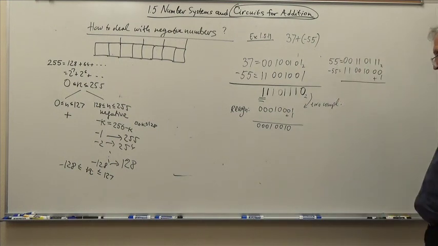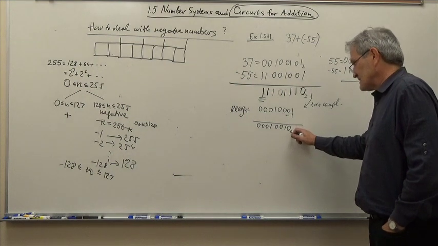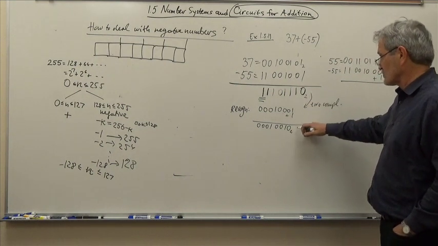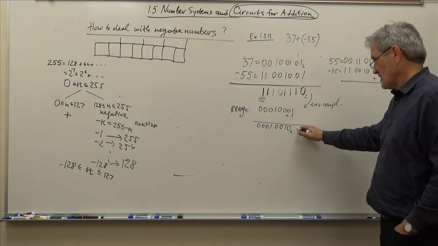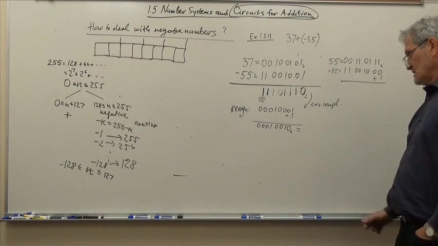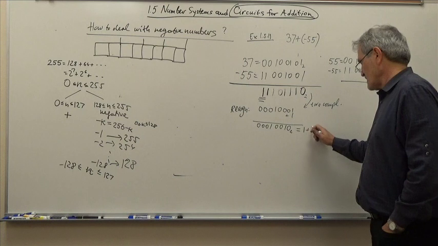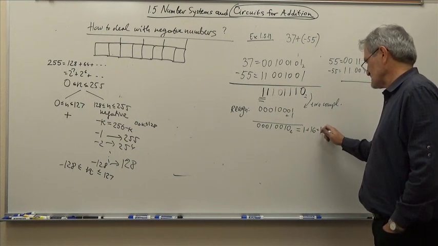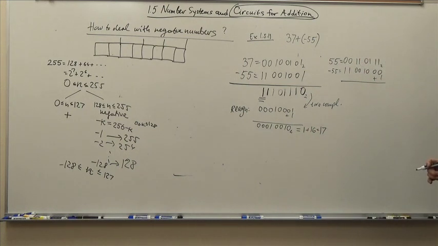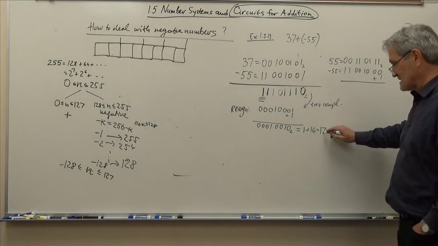Two ones, looks good. So what is this number? That's not my result. This is the result to help me recognize this guy. So this is what? No ones, there is a 2, there's no 4, there's no 8, there is a 16, so this is 17. So my recognizer is 17, but that's not my result.